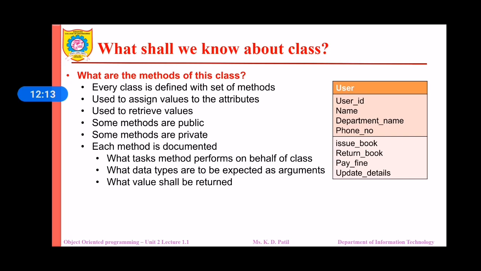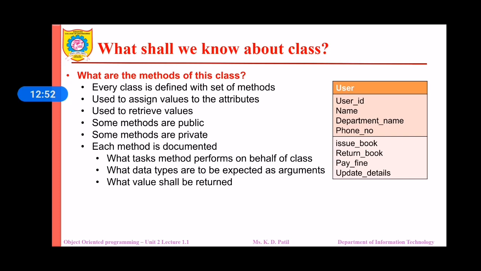For example, for issue book, what will the issue book method do? The issue book method will take the user ID, name, department name and phone number, and then will maintain which book the user has issued, and who the author of the book is; that record will be maintained. Then we should also know what data types are to be expected as arguments when the methods are included in that class, and we should know what value that method should return.